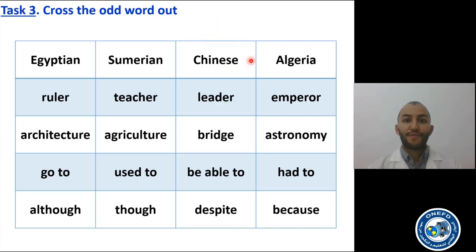Okay, so let's start. So we have Egyptian, Sumerian, Chinese, Algeria. The second line, ruler, teacher, leader, and emperor. The third line, architecture, agriculture, bridge, and then astronomy. The fourth line, go to, used to, be able to, and had to. The last line, although, though, despite, and finally, because. So take your time, do the activity, and see you in a bit.